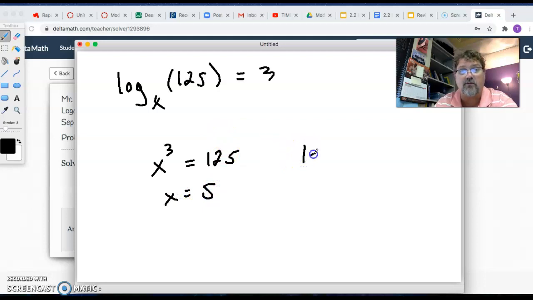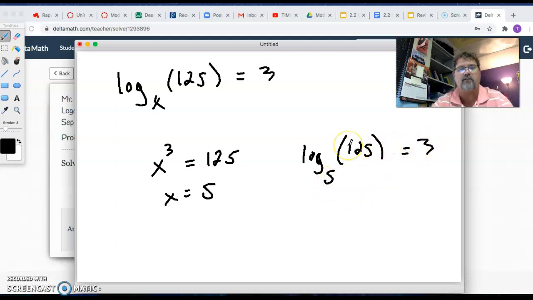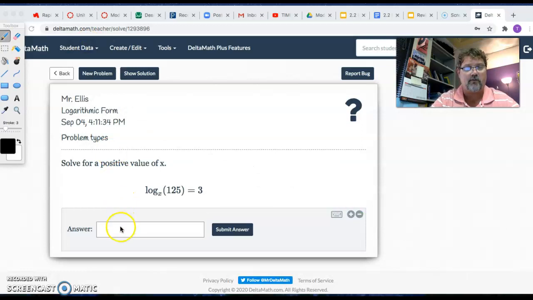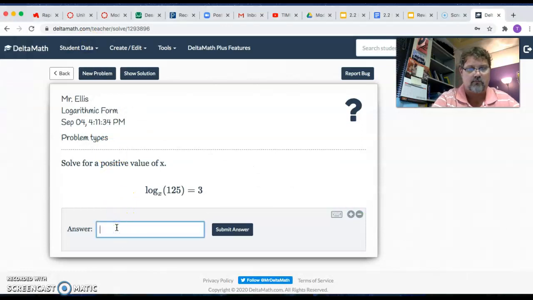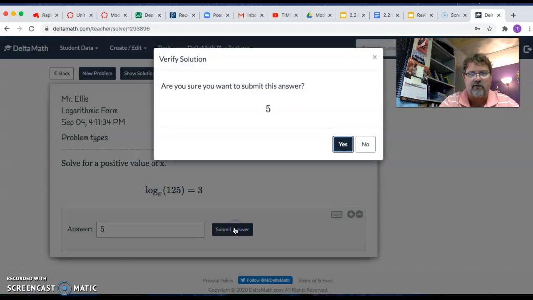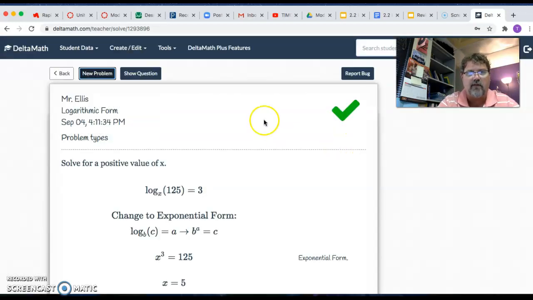Now, is it true log base 5 of 125 is 3? Yes, because 5 cubed is 125. So the answer there is 5. I don't know why I keep saying 3. If I put that in there, it's going to be wrong. We don't want that. Now let's go back.